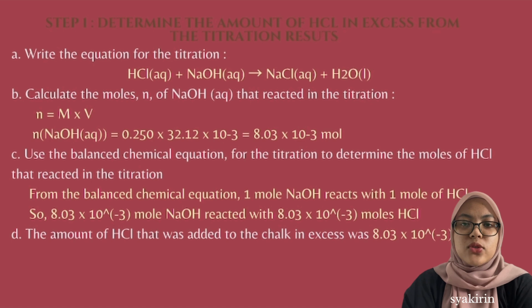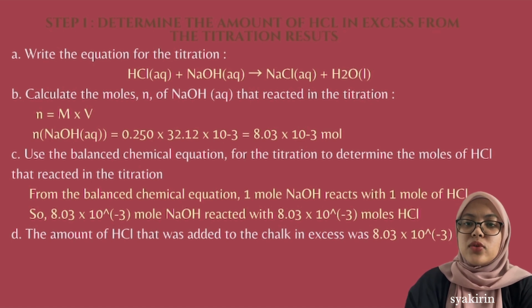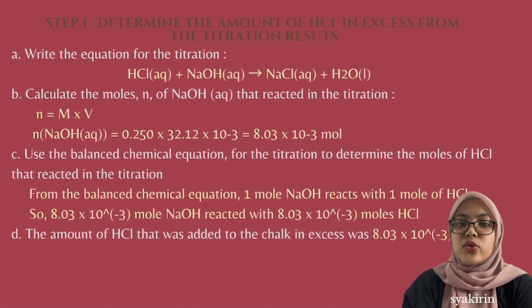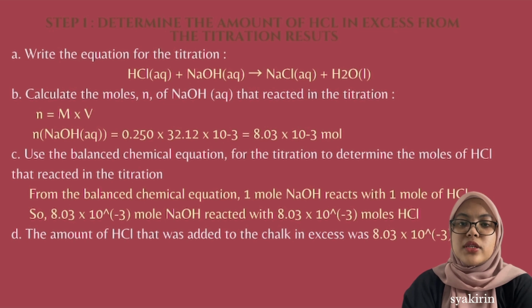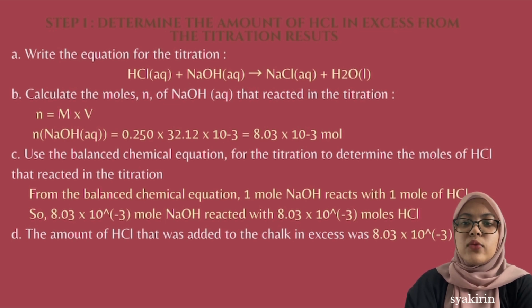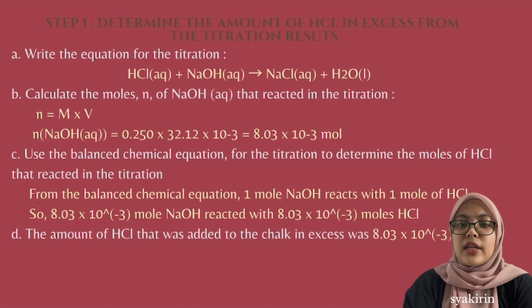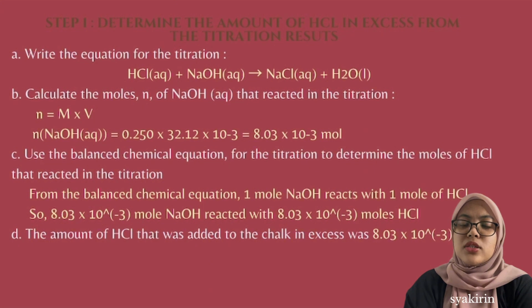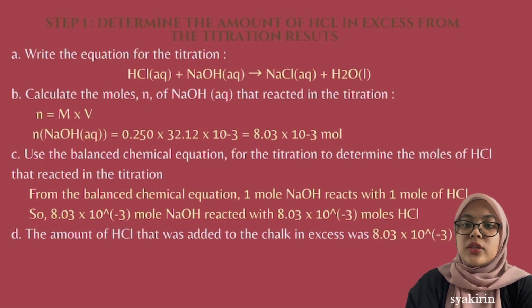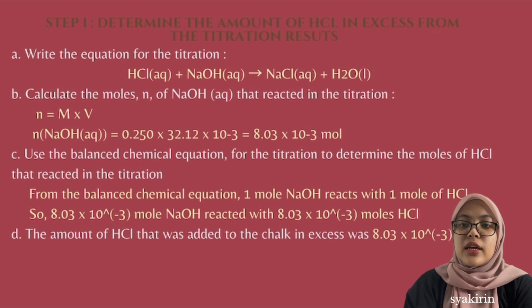Before the calculation, we need to write the equation of titration, which is HCl reacts with NaOH to produce NaCl and H2O. Then we calculate the moles of NaOH that reacted in the titration by using the formula molarity times volume, and we will get the number of moles of NaOH equal to 8.03 times 10 to the power of negative 3 mole. After that, we use the balanced chemical equation to determine the moles of HCl, which is equal to 8.03 times 10 to the power of negative 3 mole, and this will be the amount of the excess HCl that was added to the chalk.